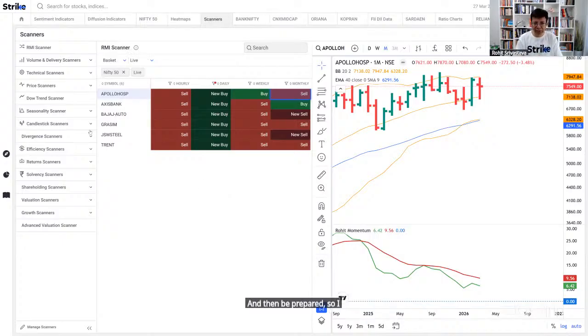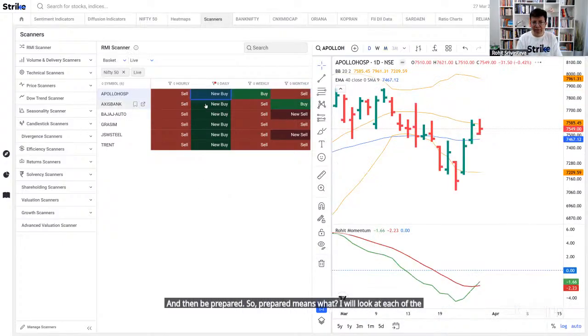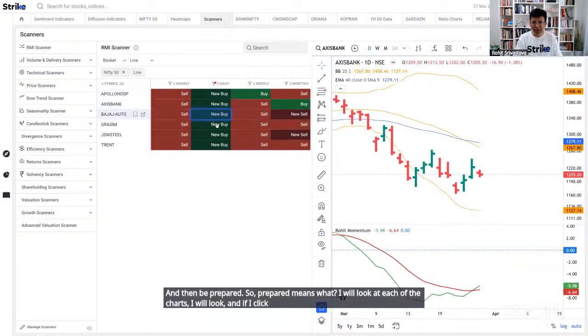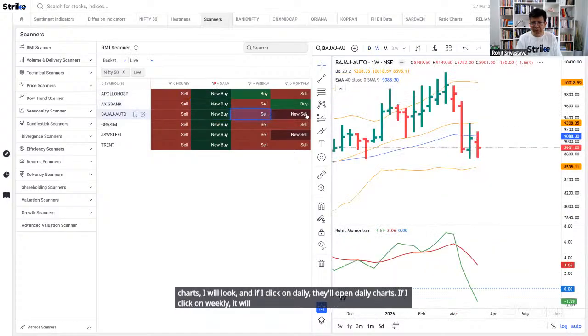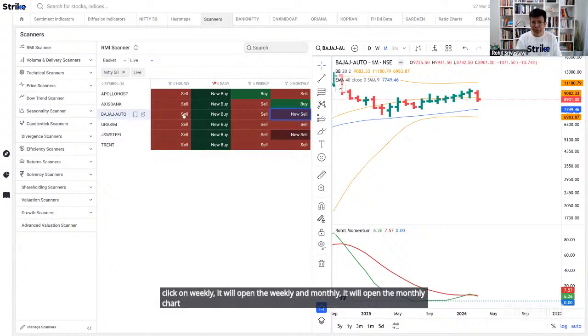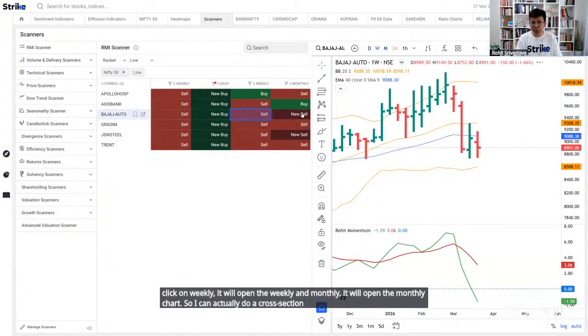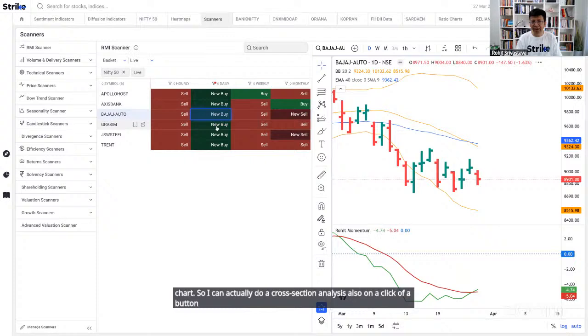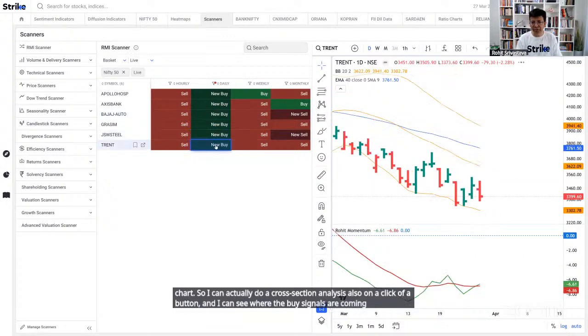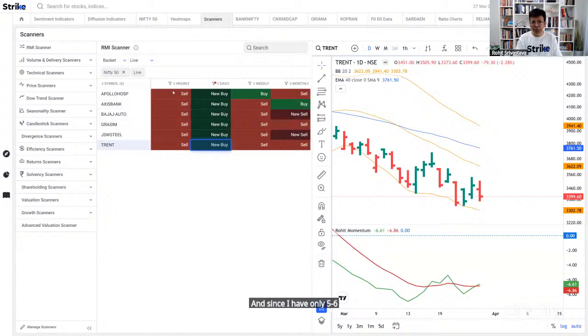So prepared means what? I will look at each of the charts. If I click on daily, they'll open daily charts. If I click on weekly, it will open the weekly, monthly, it will open the monthly chart. So I can actually do a cross-section analysis also on a click of a button, and I can see where the buy signals are coming in different stocks at a click of a button. And since I have only 5-6 trades coming out of 50, it's easier to do analysis on these 5-6 trades.